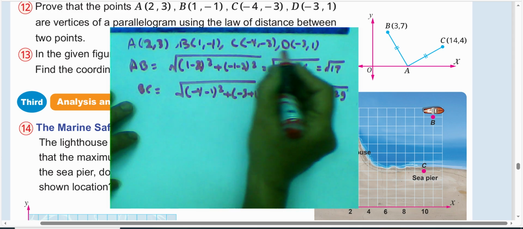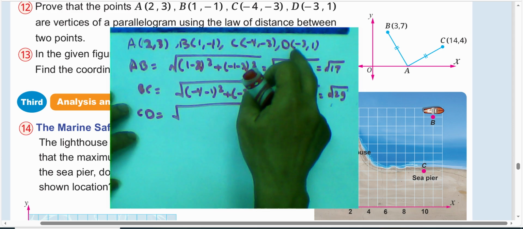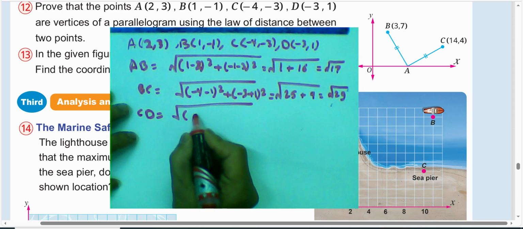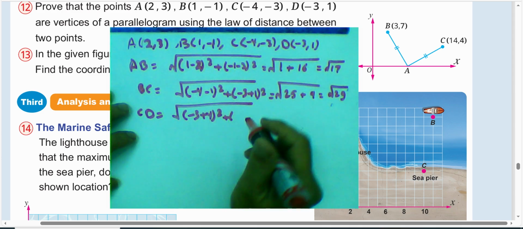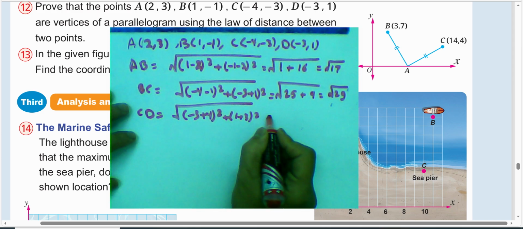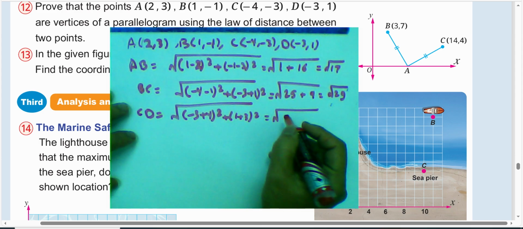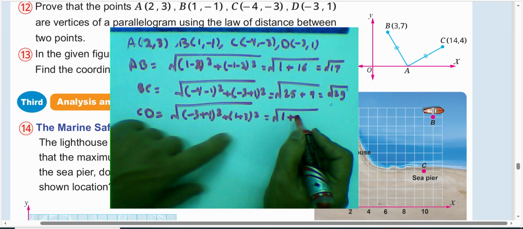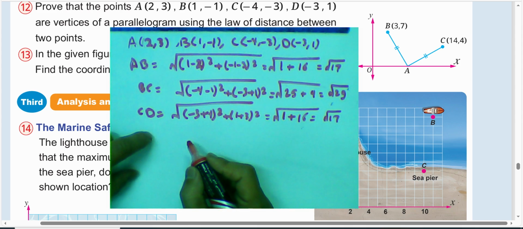Now CD. Negative 3 minus 4, it will be negative 3 plus 4 power 2, and 1 minus 3, it will be 1 plus 3 all power 2. Negative 3 plus 4, 1, 1 power 2 is 1, 1 plus 3, 4, 4 power 2 equals 16. The result will be square root of 17 length unit.